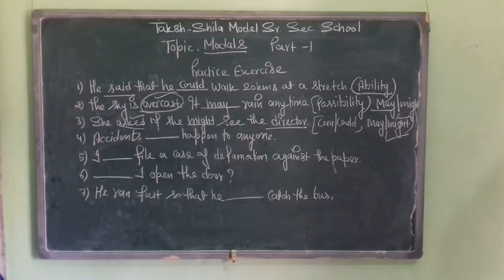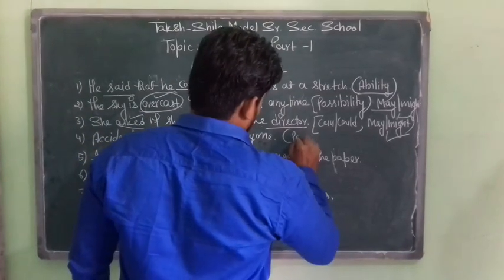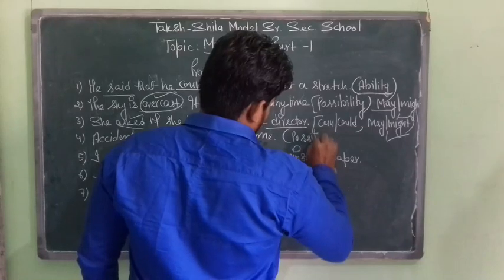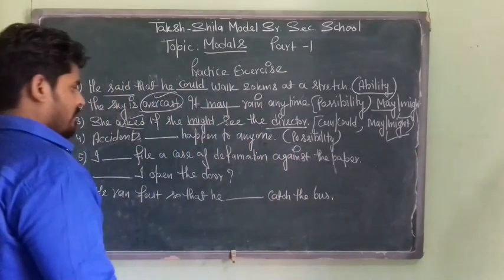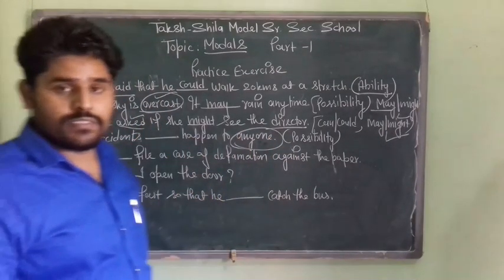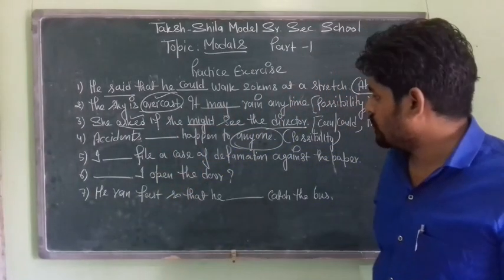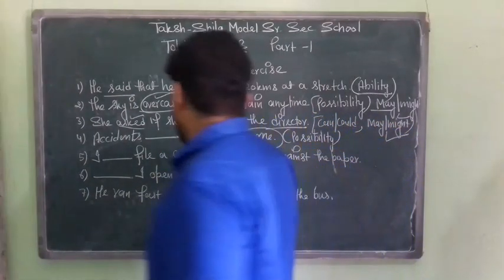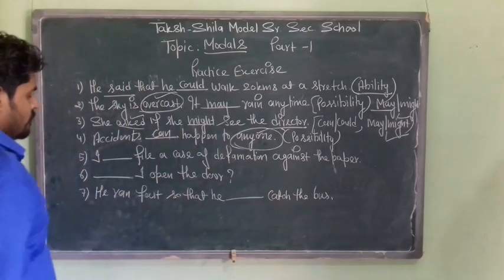Now the fourth sentence, accidents can happen to anyone. Here again the possibility is shown in the sentence. It is possible that accidents can happen to anyone, and there is the word can. I told you while I was explaining to you the use of can, that can is also used to express what? Possibility, and especially with the word anyone. So here can will be used.